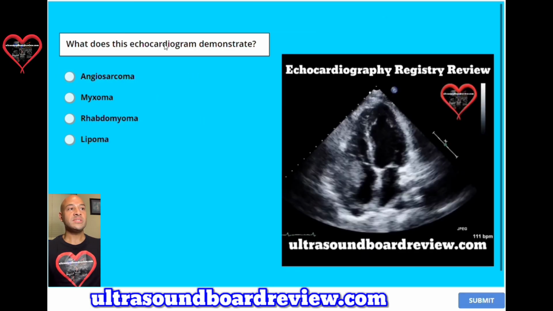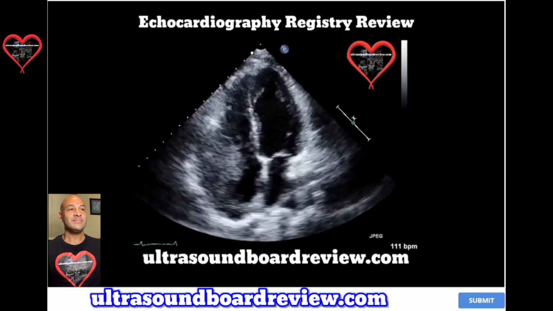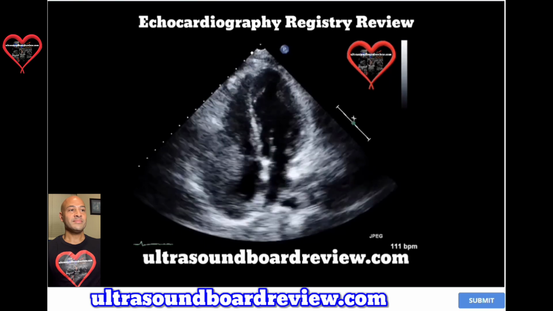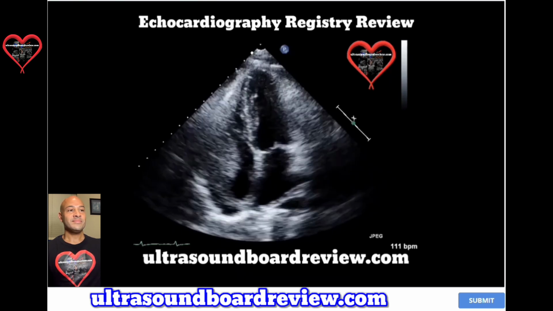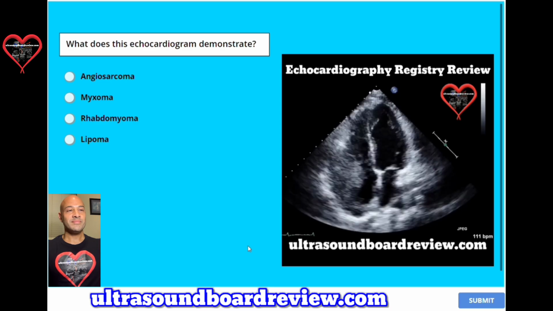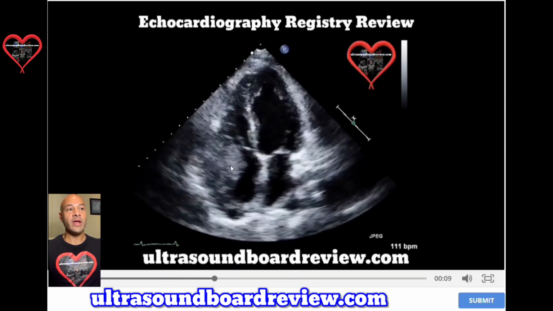Question 146. What does this echocardiogram demonstrate? A, angiosarcoma. B, myxoma. C, rhabdomyoma. Or D, lipoma? The answer is A, angiosarcoma, and these types of tumors are typically found on or in the right atrium.